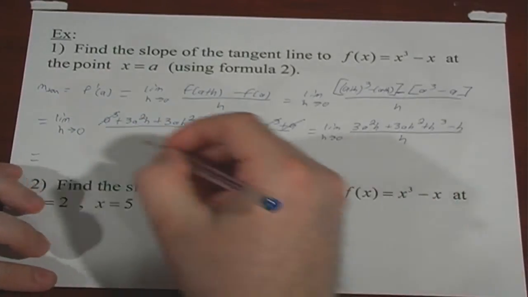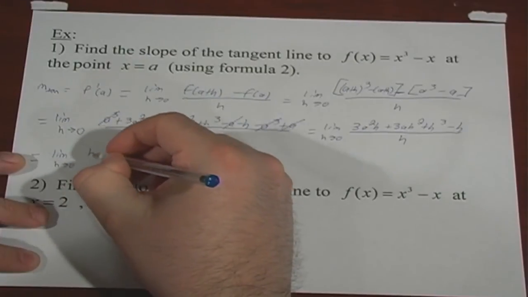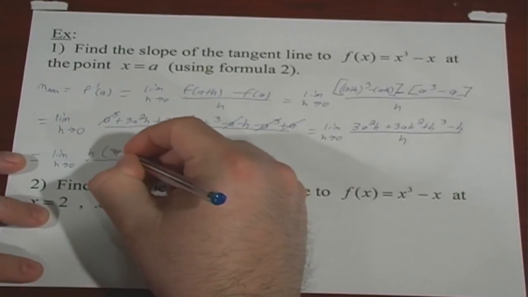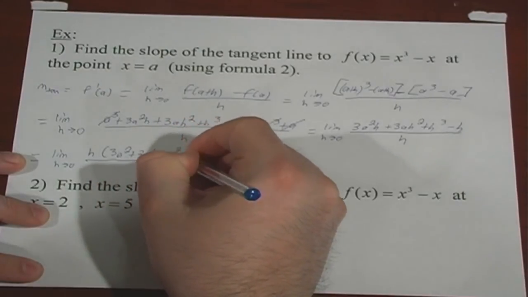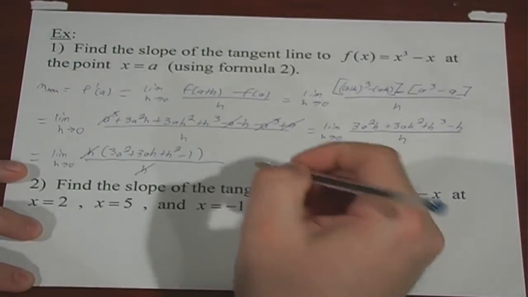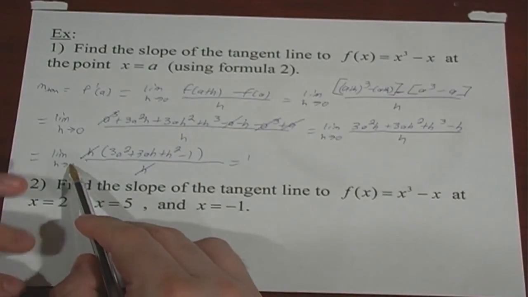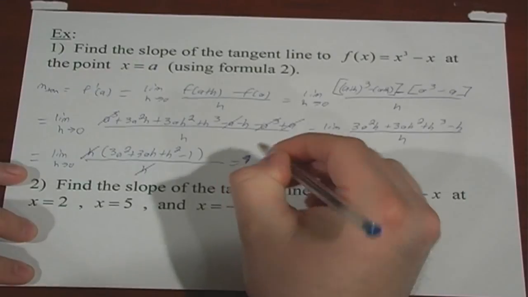Now that all the terms up there have an h, I'm going to factor out the h. Notice I'm writing limit every step of the way. So factor out h from the top. We're left with 3a squared plus 3ah plus h squared minus 1. And now the h's cancel. And now I can plug in. So you write limit every step of the way until you're ready to plug in. As soon as you plug in, I don't have to write limit anymore, so let me scratch that off.